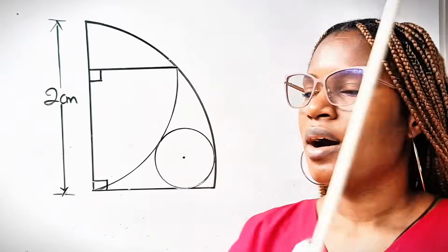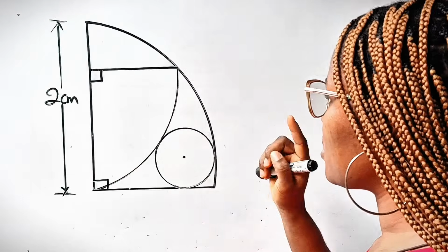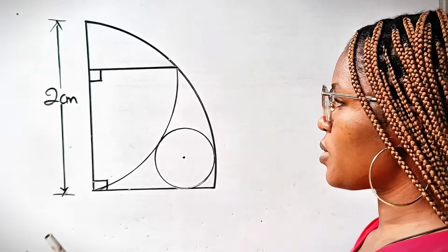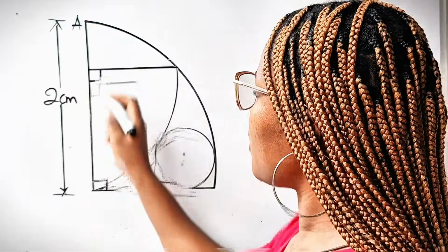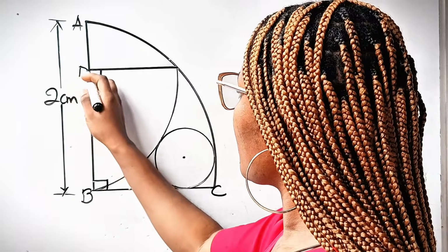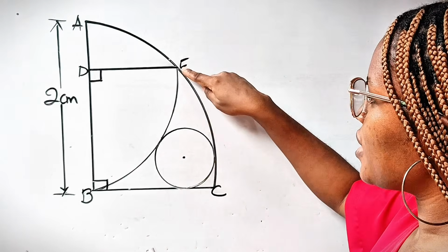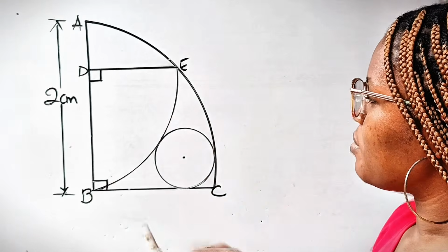First of all, I would like to join this point to this point. Okay, this point to this point, sorry. But first of all, I will have A. Let's name the points B, C, D, E. So I want to join point E to point B, right?